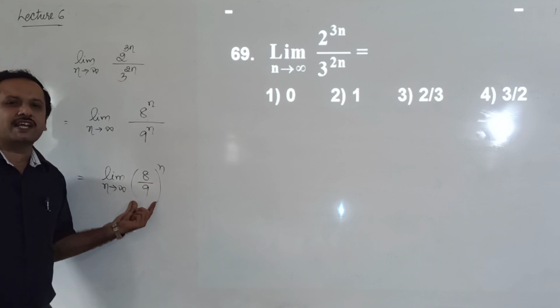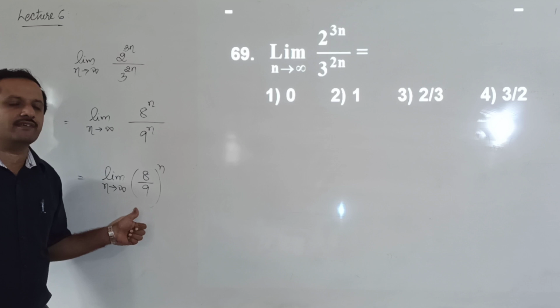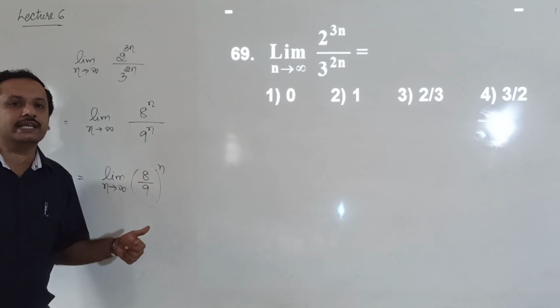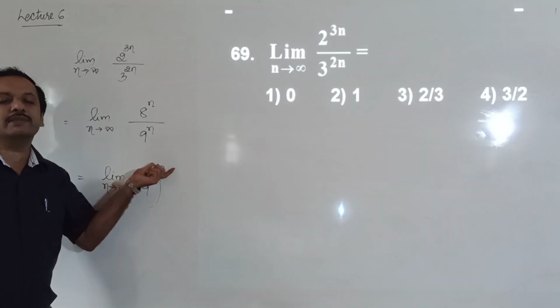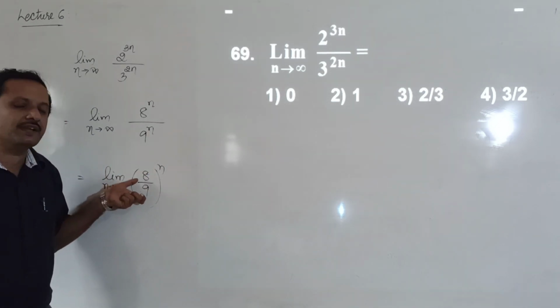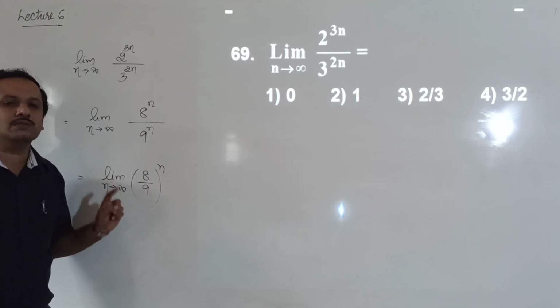See, look at this fraction 8 by 9. 8 by 9 is less than 1. When the fraction is less than 1 and the power increases, the value of that fraction decreases. And when the power reaches infinity, if that fraction is less than 1, then the value of this limit is equal to 0.